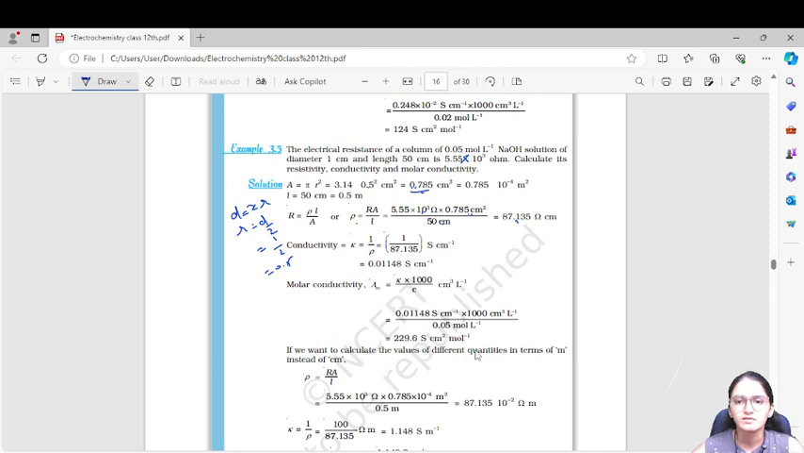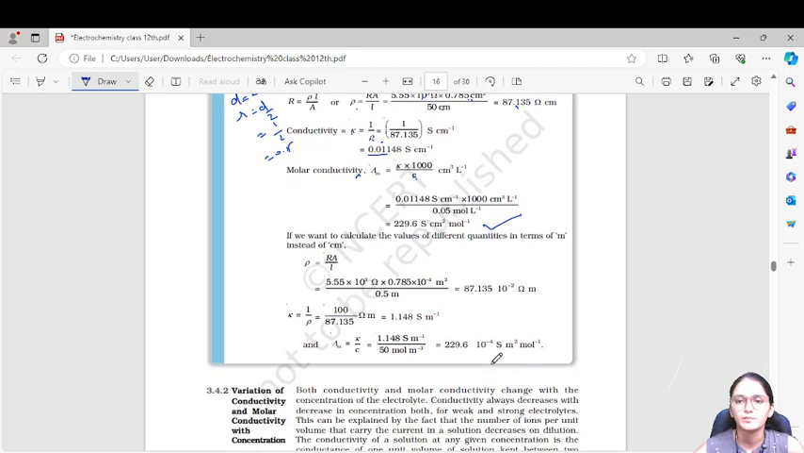Then by using resistivity we can directly find conductivity. How? We know that conductivity is the reciprocal of resistivity, so you can write K is equal to 1 by rho, which will give you this value, 0.01148 Siemens per centimeter. And last is molar conductivity, in which we just have to use the K value and other things are given. So K is this value which you have to put into 1000 by C. Now C is the concentration, which is 0.05 mole per liter. So we put the C value here and we will get the answer as 229.6 Siemens centimeter square per mole.